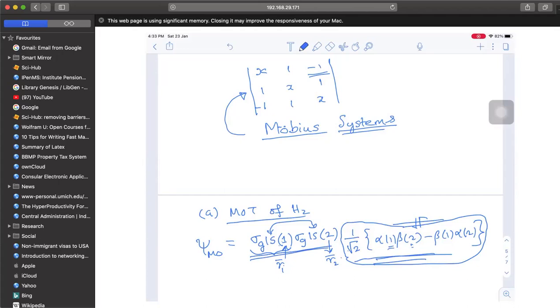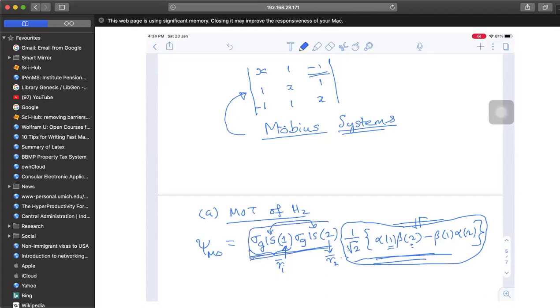Anybody? Can you please repeat? Sorry? I can't hear. Yeah, well, see, the question is, if you interchange the coordinates of the two electrons, what will happen to this product wave function?